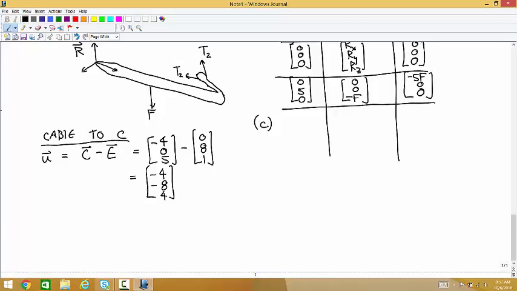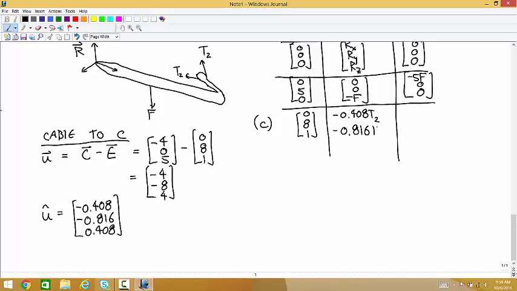And so the unit vector in that direction, would that be 0.408? Yes. 0.8. Okay. Negative 0.408, negative 0.816, positive 0.408. And so that's acting at E, so that's 0, 8, 1. And the force vector is negative 0.408 T2, negative 0.816 T2, positive 0.408 T2.